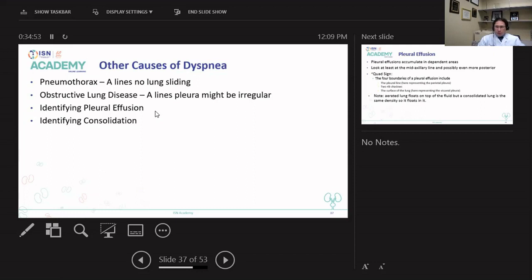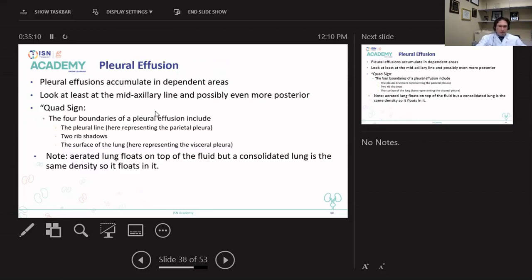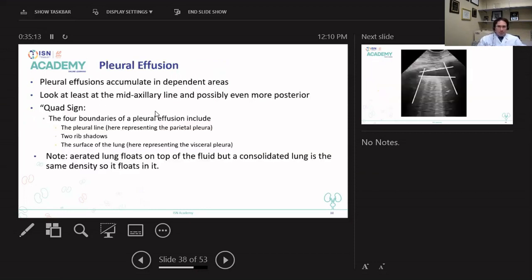Obstructive lung disease, so COPD, asthma. A-lines will be present. The pleura may or may not be irregular, depending on the degree of parenchymal involvement. You need to be able to identify a pleural effusion, and you need to be able to identify consolidation. Let's talk about pleural effusion. Pleural effusions accumulate in dependent areas, and this is why I referenced earlier the PLAPS point. The further posteriorly you go, the more likely you will be to find what you're looking for. So you want to look at least at the mid-axillary line and possibly even more posteriorly.